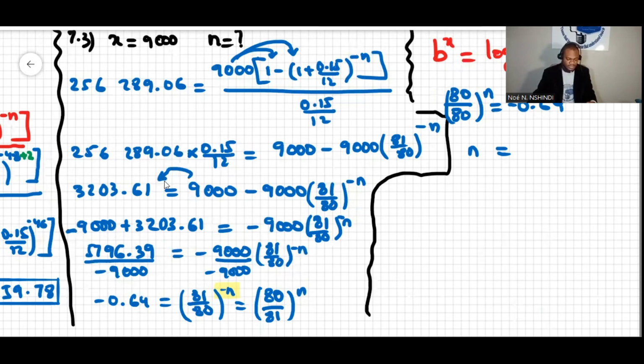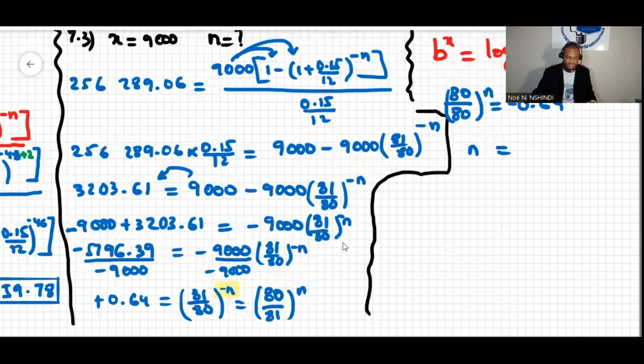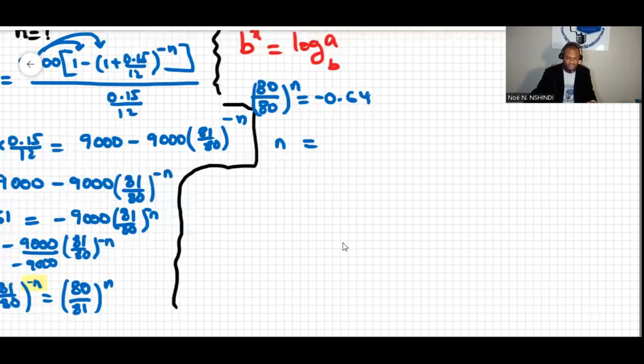And then when we divide, this will be correct, but when we divide a negative, the answer must be negative here. When we divide by this, that makes positive. Now it's correct, because logs will not accept the negative value. So this is positive actually, positive 0.64. So n will be equal to log of 0.64, base 80 over 81.